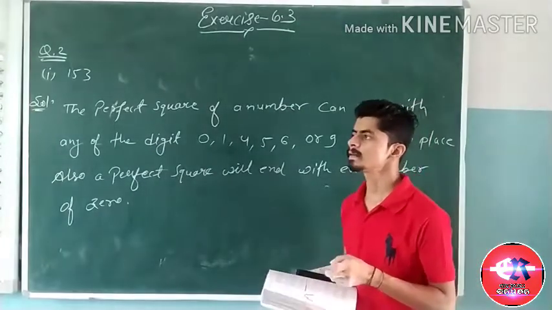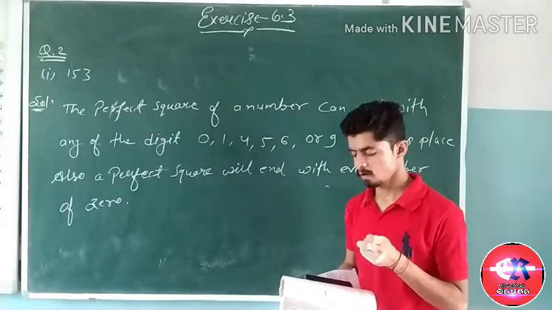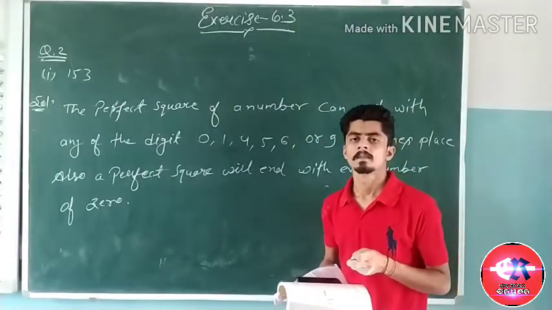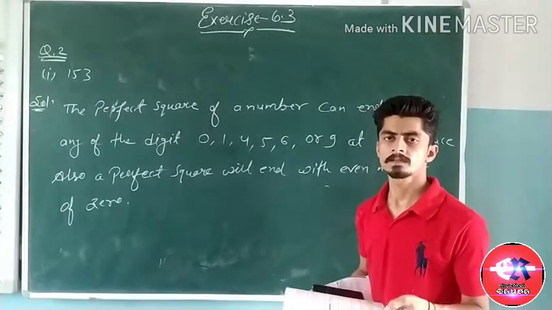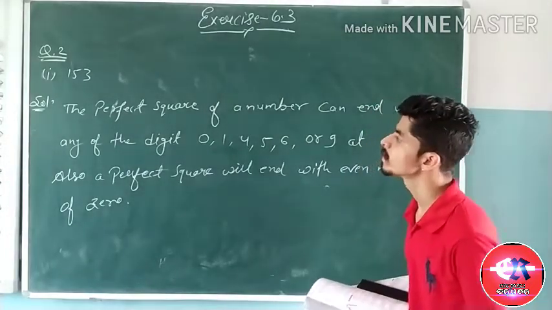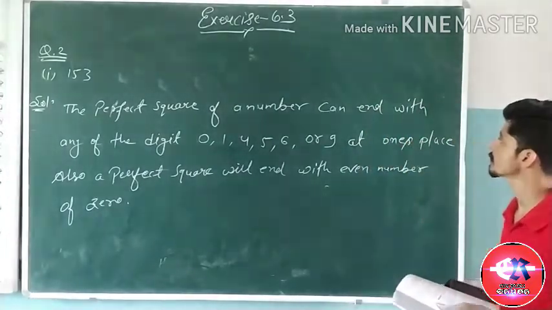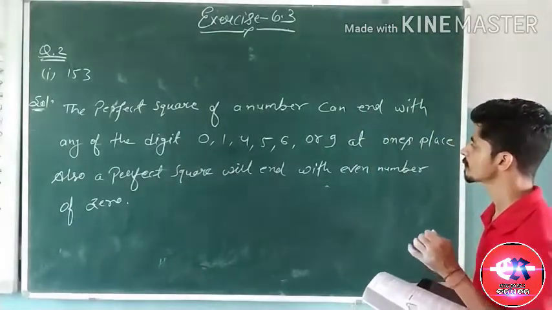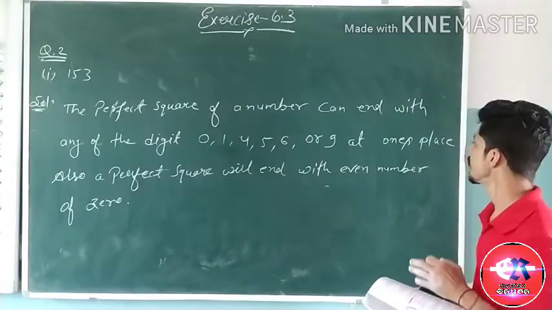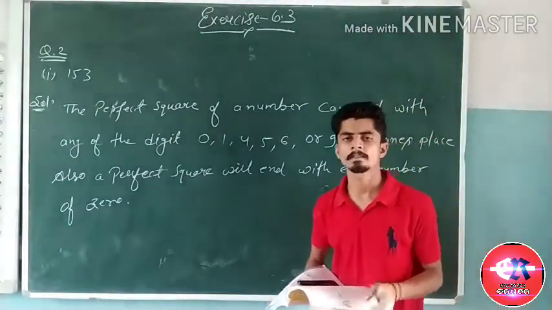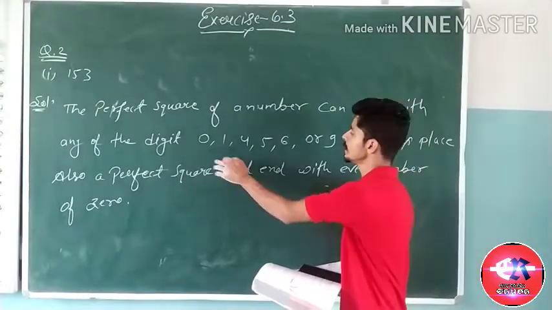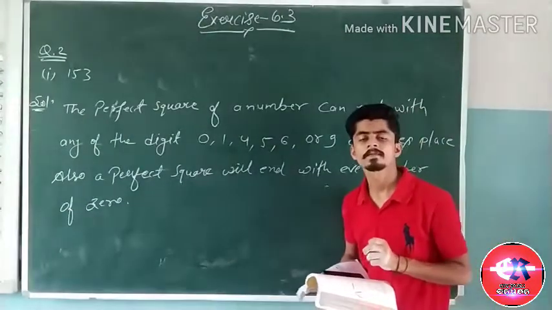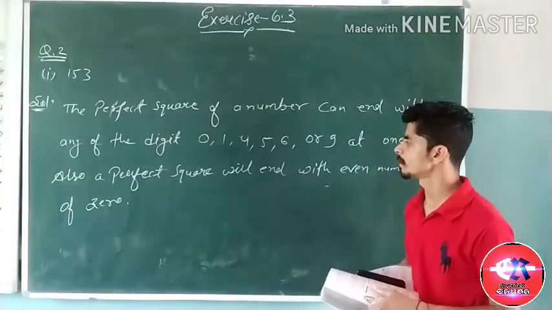For finding the square of a particular number by using only the ones place, here is the solution. The perfect square of a number can end with any of the digits 0, 1, 4, 5, 6 or 9 at the ones place. That means a number which has any of these digits at its ones place can be a perfect square of a number.